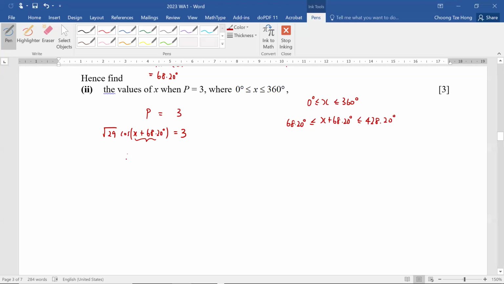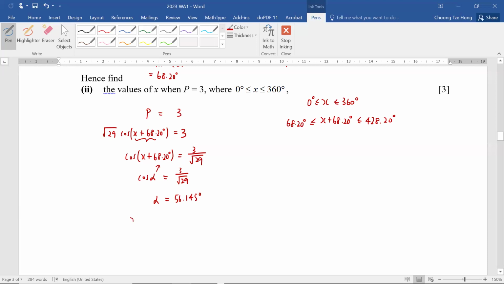The next step would be to bring the square root 29 over, so we'll get 3 over square root 29. Then we are going to find the basic angle. We'll let alpha be the basic angle. This alpha is not the same as the previous one. This alpha represents the basic angle. For 3 over square root 29, the basic angle will be cosine inverse of 3 over square root 29. You end up with 56.145 degrees. This will be the basic angle.